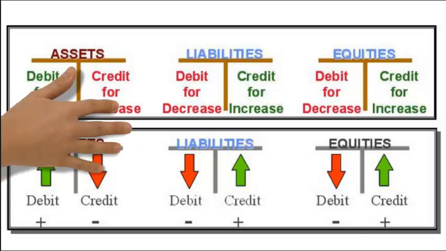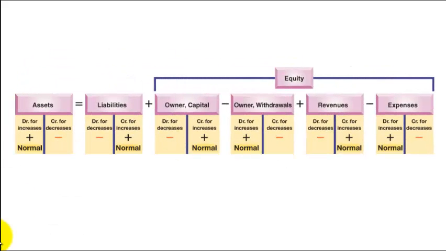And here's the other table that we looked at, and underneath here we've got the normal types of transactions. So normally when we have a transaction that occurs for an asset, it's on the debit side. For liabilities and equity, on the credit side. For revenue and for expenses, you can see what is normal there as well.